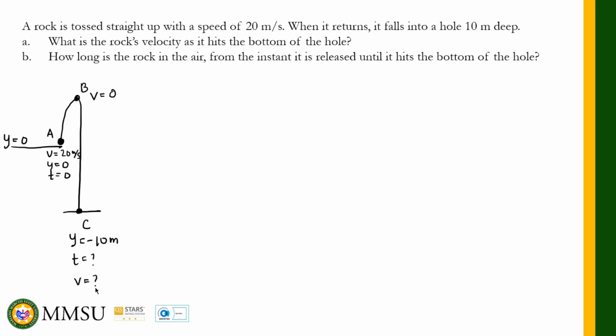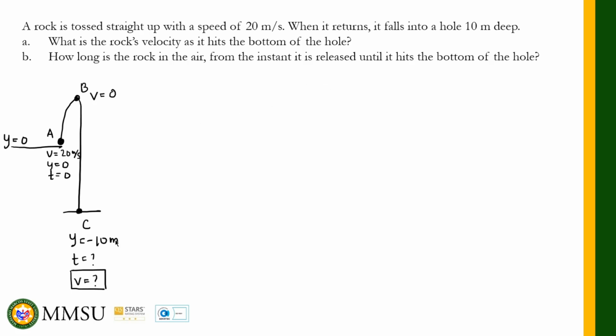So the first one is the velocity of the rock as it hits the bottom. Basically, we are solving for this one. What is the velocity at point C? To solve problems like this, we only need 2 points. We can select A, B, or C. But of course, we choose point A because the velocity, the y, and the t are given. So we choose points A and C.